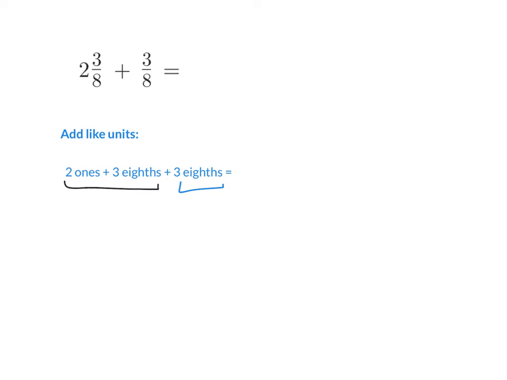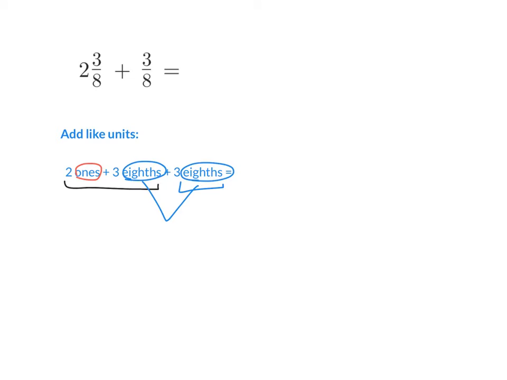This was our fraction. How many kinds of units do we have here? Show me with your fingers. Just like our problem of the day, we have 2 units. We have 1s and we have 8ths. So we can first start by adding our like units.